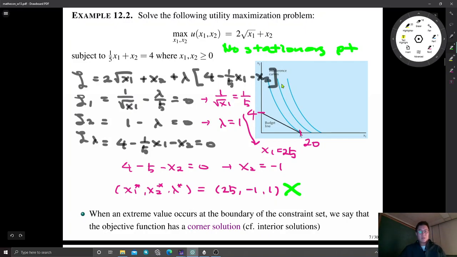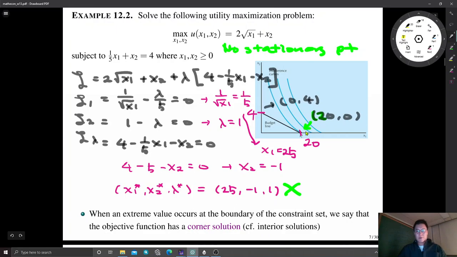So sometimes, after finding the stationary point of the Lagrangian, you have to double check whether the given constraint is satisfied at the stationary point. If it violates the constraint, then you have to rule it out from the candidates for the solution. Because there's no meaningful stationary point, we can just check the boundary points of the constraint. The coordinates of the boundary points are 20, 0 and 0, 4.